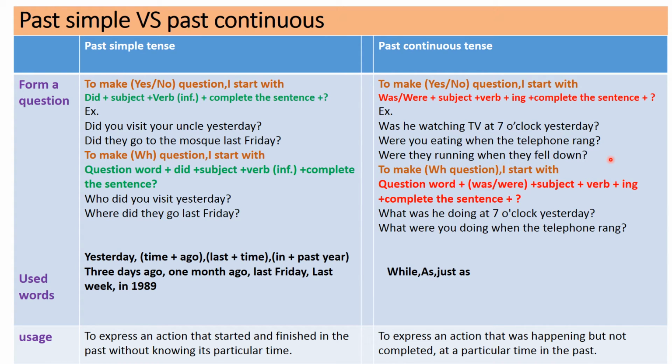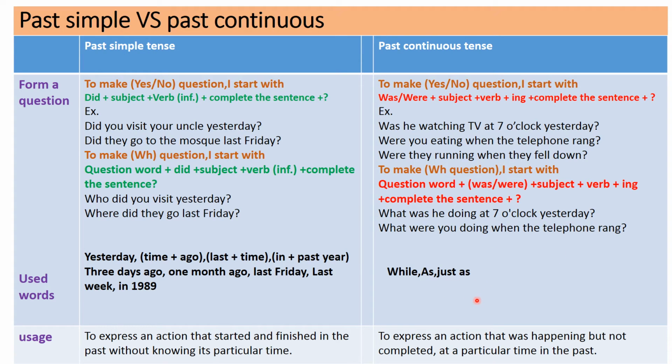Were they running when they fell down? No, they weren't. For example, to make a WH question, just add the question word: when, where, what, who, why. Then was or were, plus subject, plus the verb plus ing. Then complete the sentence. For example, what was he doing at 7 o'clock yesterday? He was watching TV. What were you doing when the telephone rang? I was eating.